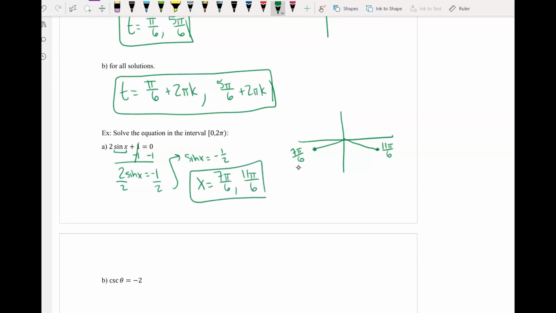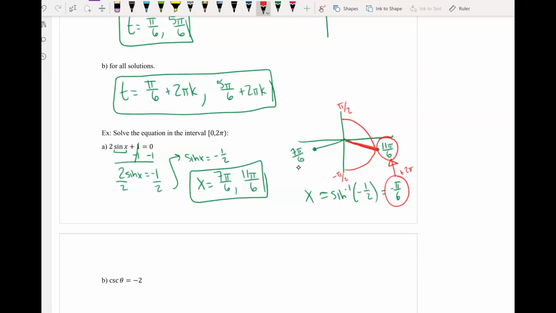Now you have to be very careful, because if you end up using the calculator, I want you to go into your calculator and put sine inverse of negative 1/2. What you'll end up getting is something weird. You'll get negative pi over 6, which makes sense because remember that our inverse sine is restricted between negative pi over 2 and pi over 2. So what you're getting here is the negative angle, negative pi over 6. If you wanted the positive angle, all you've got to do is add 2 pi and you'll get 11 pi over 6.